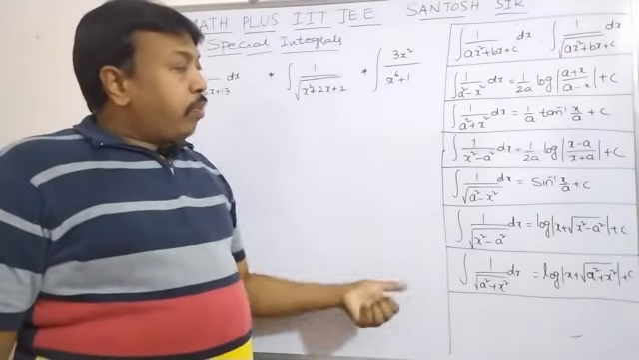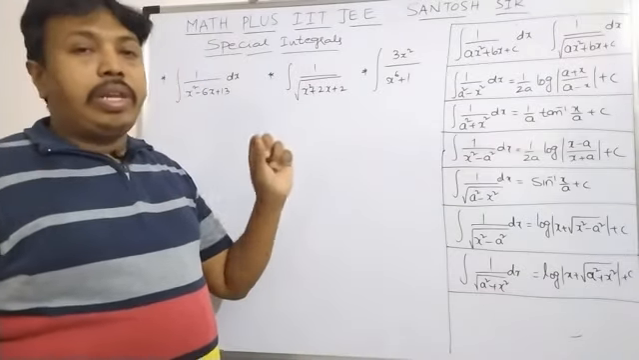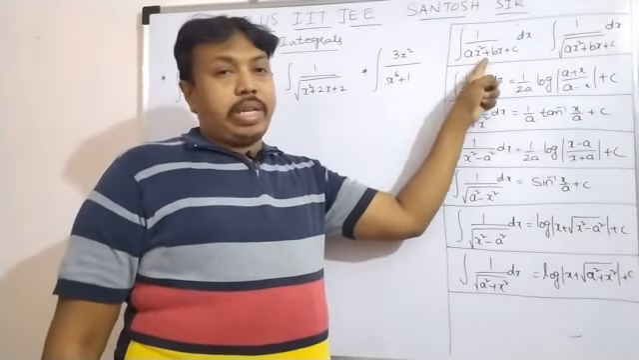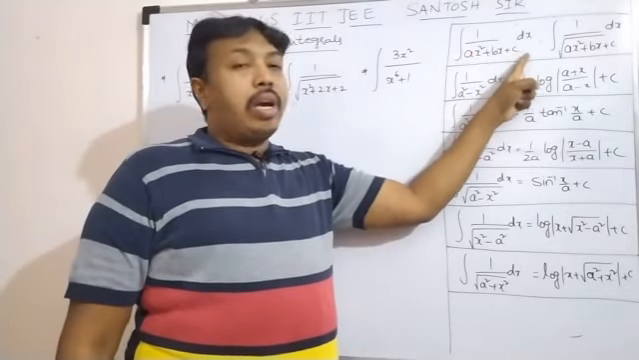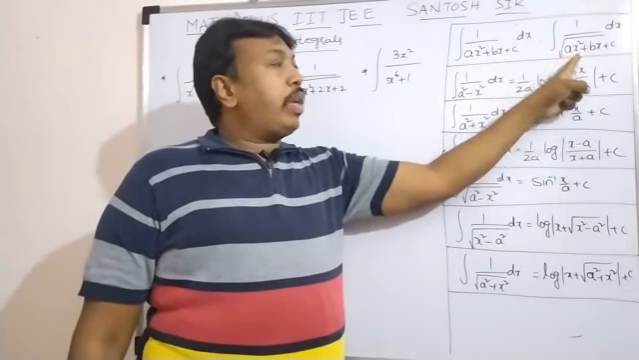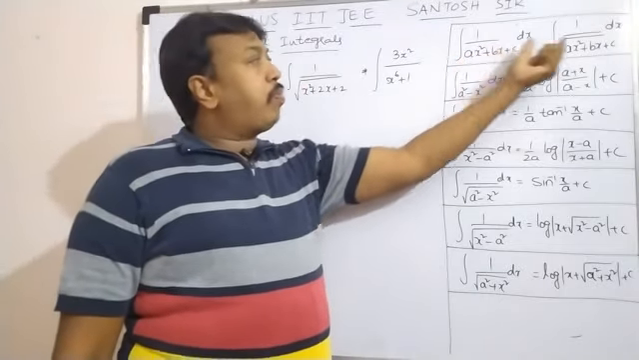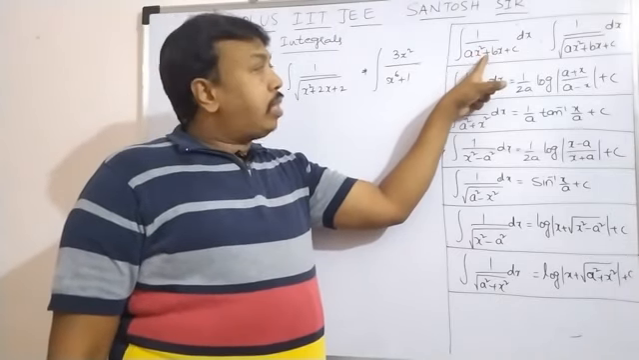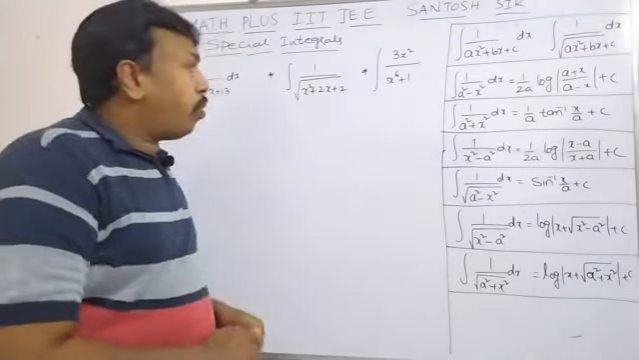So we have studied these 6 formulas, and special integrals means if any integrand is in the form of 1 upon a quadratic, ax square plus bx plus c, or 1 upon under root of ax square plus bx plus c. So if the integrand is in the form of these two functions, we already did one problem based on this format in the last lecture. Now we are going to discuss some more problems.